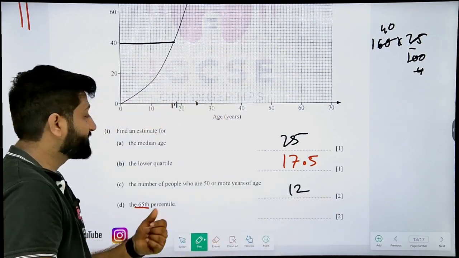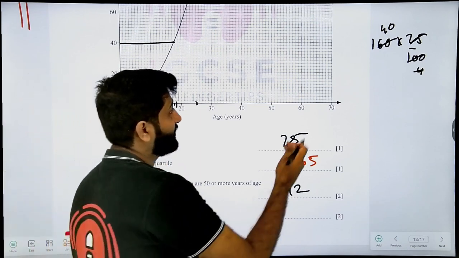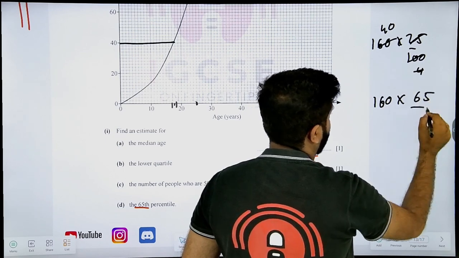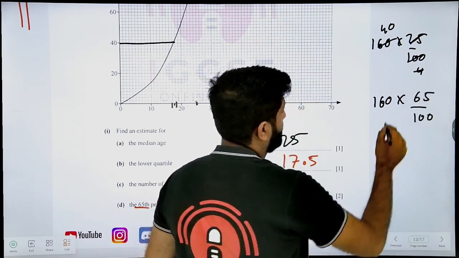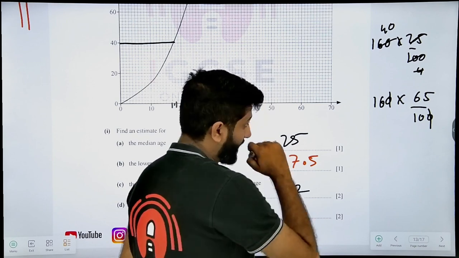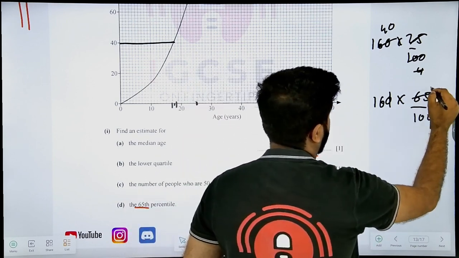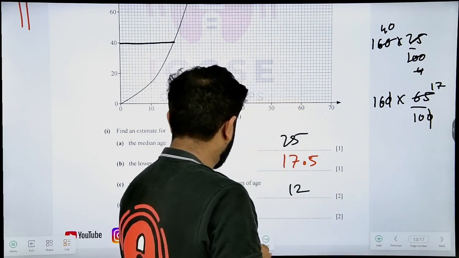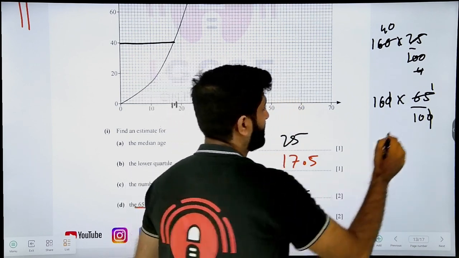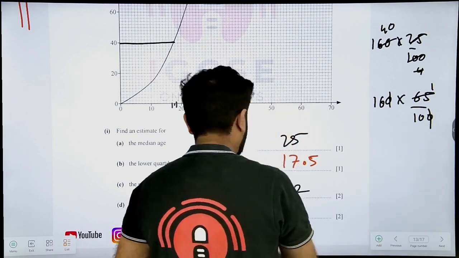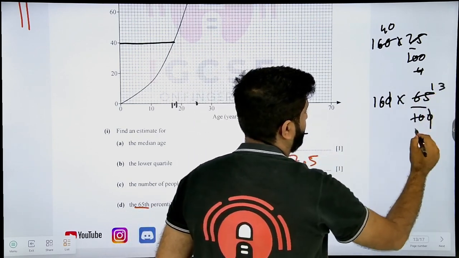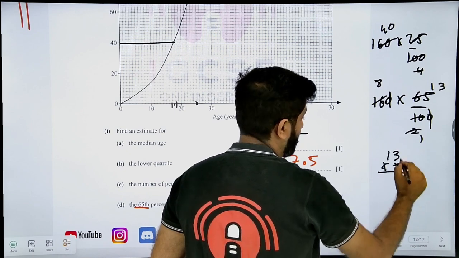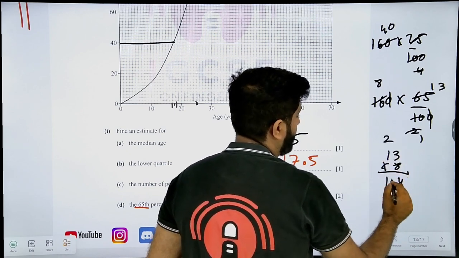Now next is find the 65th percentile, which means I'll have to find 160 times 65 over 100. So let me cancel this out. I have 5, 13 fives are 65, and 5 twos are 10, 2 ones are 8. So 13 times 8. 8 threes are 24 and 104.